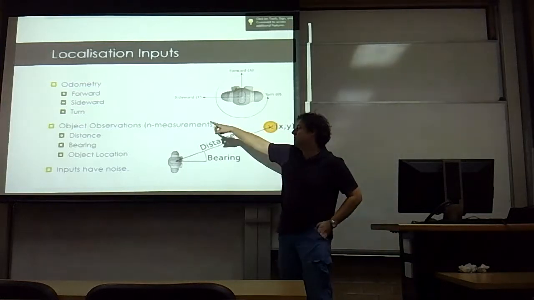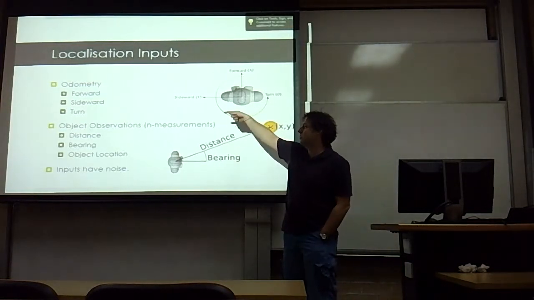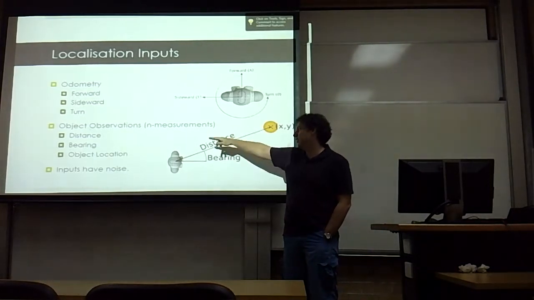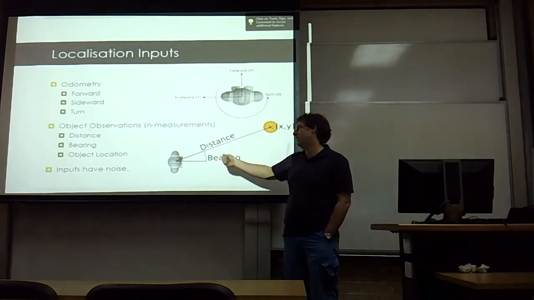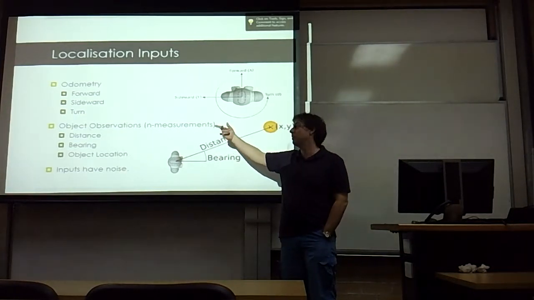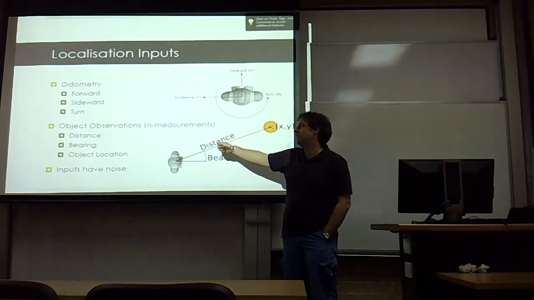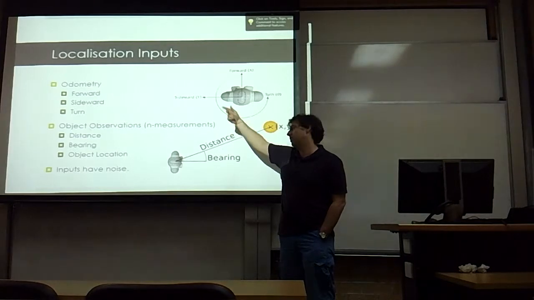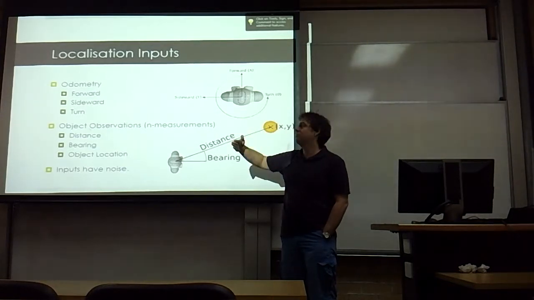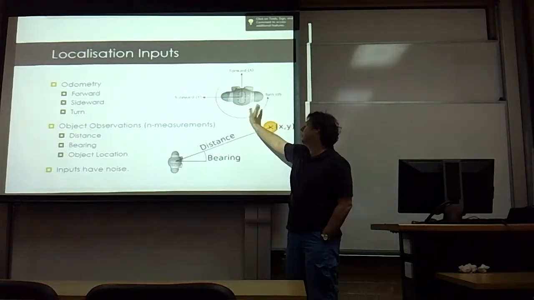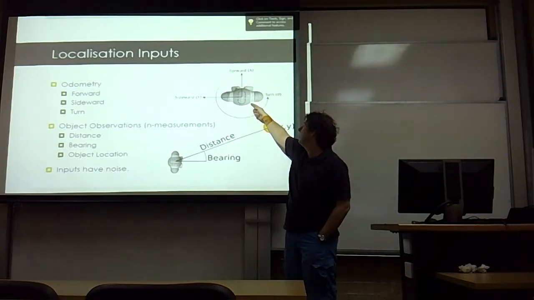So the main inputs are the odometry, which is where we've either measured or guessed that the robot has moved, and also the observations, which are the objects we've seen. With the observations, you can have any number of them in any frame. With the odometry, we've got a forward amount of movement, a sideward amount of movement, and an amount of turn. You can see the coordinate system that's used up here.